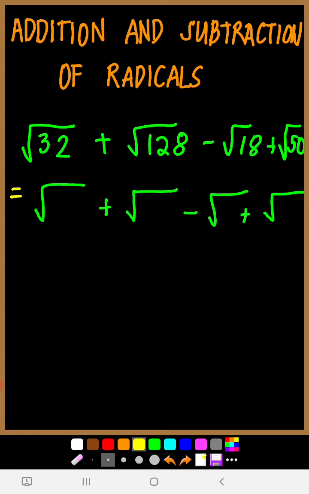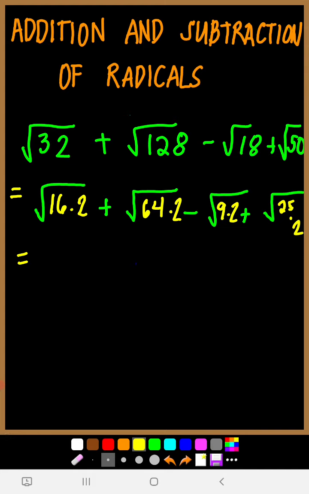So, let's start with 32. Ano ba yung factors na 32 na may perfect square? So, yun yung 16 times 2. So, 128, siya ay 64 times 2. Sa 18, yan po ay 9 times 2. And then sa 50, that is 25 times 2. Ayan, sorry, kulang na sa space. Okay? So, pag na-simplify natin siya, i-factor na natin siya sa simplest form nila.